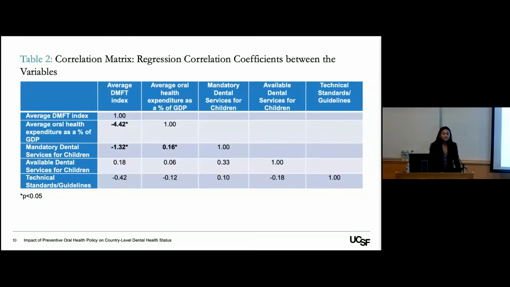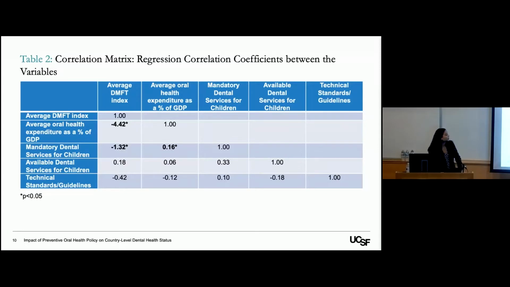This is a correlation matrix showing the relationship between each of our variables, and bolded are the relationships that were found to be significant. So there's a relationship between average oral health expenditure and average DMFT index, and that's to be expected. As spending increases, oral health outcomes also increase. And our oral health policy, the only policy which had a significant relationship with average DMFT index and oral health expenditure, was the category of mandatory dental services for children.